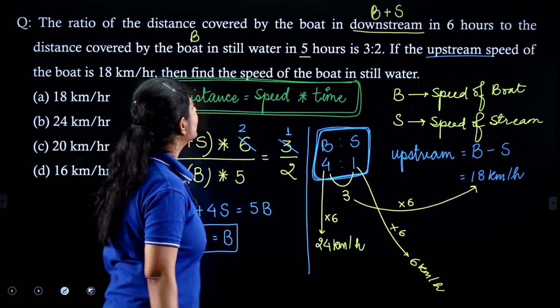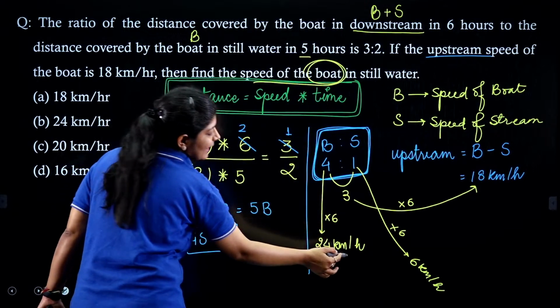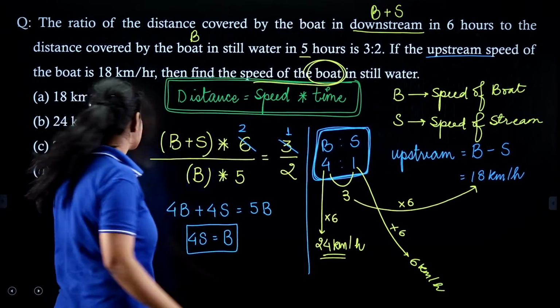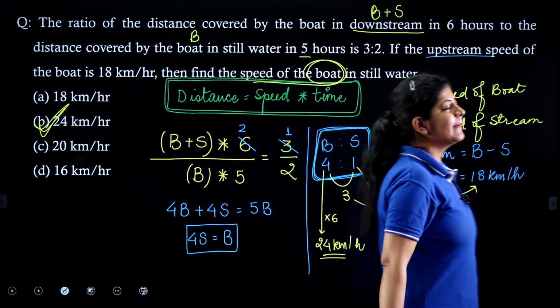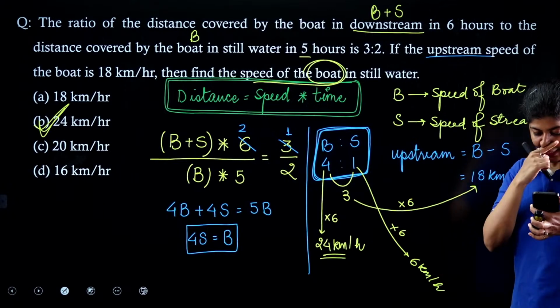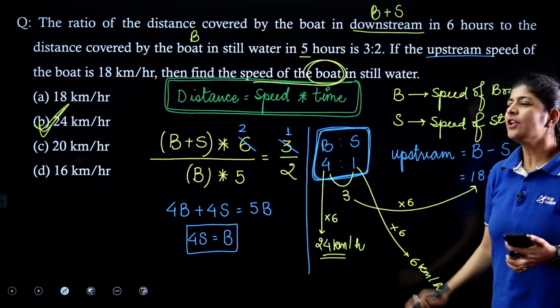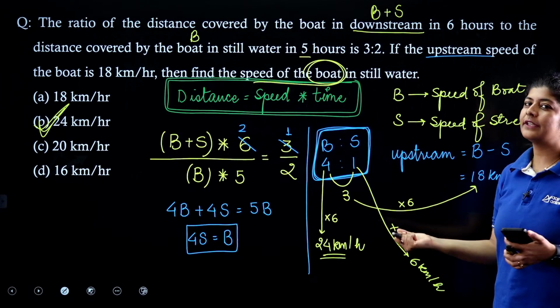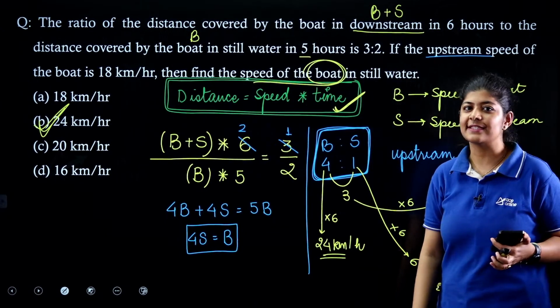So what we need to find is the boat in still water, and that is nothing but 24 kilometers per hour. Option number B is the correct one. Option number B is the correct one. Is it clear? A very good evening, Rahul. Is it clear to everyone? So this question is very easy. All we need to do is simply use this particular formula to get the answers. Clear?